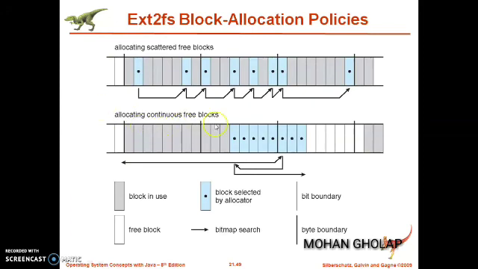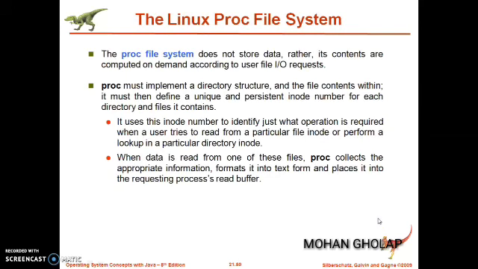The second way is allocating contiguous free blocks. In this case, if the contiguous free blocks are not available at the current position, it will go on performing the bitmap search until a particular entry is found, and whenever an entry is found, it will come back in the reverse direction and allocate the 8 blocks contiguously. In this way the ext2fs block allocation policies work.